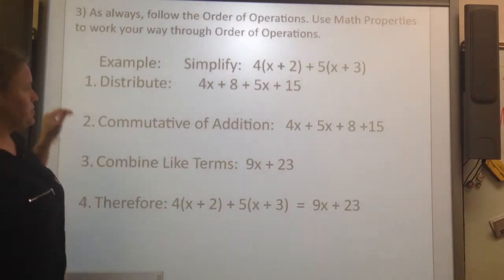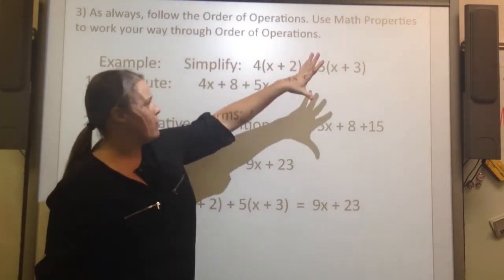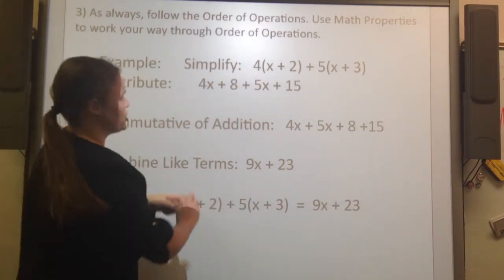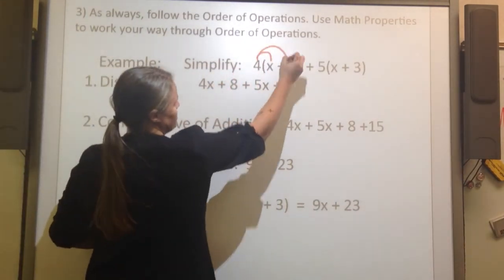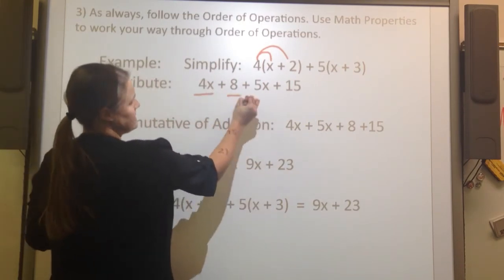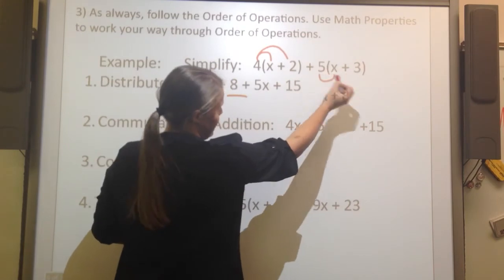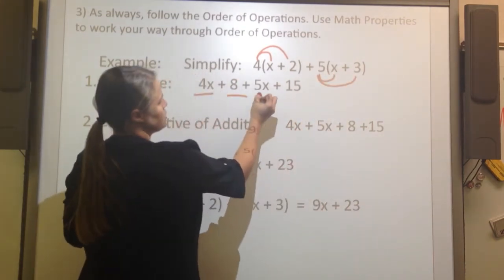Our first step is to distribute anytime we can. So first step is distribute. I can distribute that 4 to the x and 4 to the 2, which is 4x and 8. I can also distribute the 5 to the x and 5 to the 3, which is where the 5x and the 15 come from.